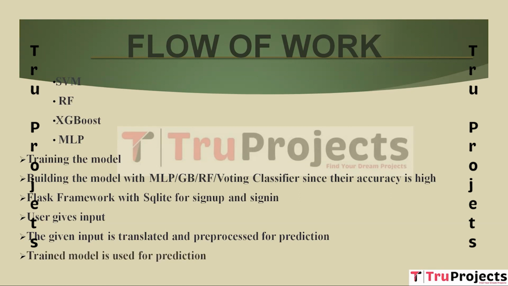Trained model is used for prediction. The pre-processed input is fed into the trained MLP, gradient boosting, random forest, and voting classifier models. Each model predicts whether the input contains hate speech or emotions based on its training. The predictions from the voting classifier offer an aggregated prediction based on the consensus of the individual models.